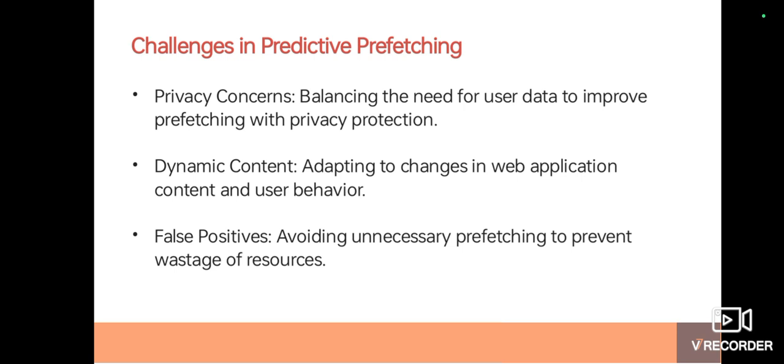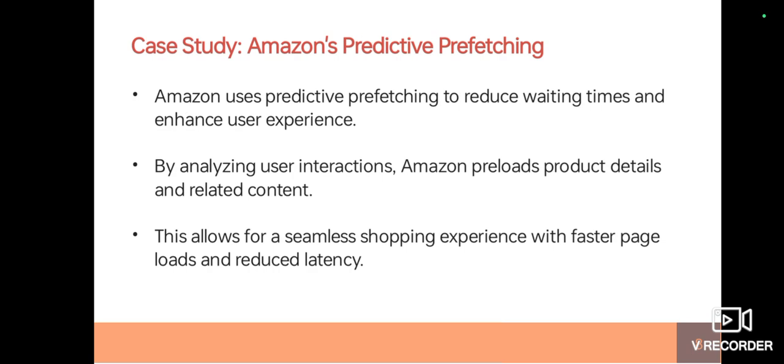Dynamic content, adapting to changes in web application content and user behavior. Sometimes it may change, it is not always the same thing the user wants to type, right? So it has to be changed dynamically. False positives, avoiding unnecessary prefetching to prevent wastage of resources. So we continuously reduce the things that could waste the resources.